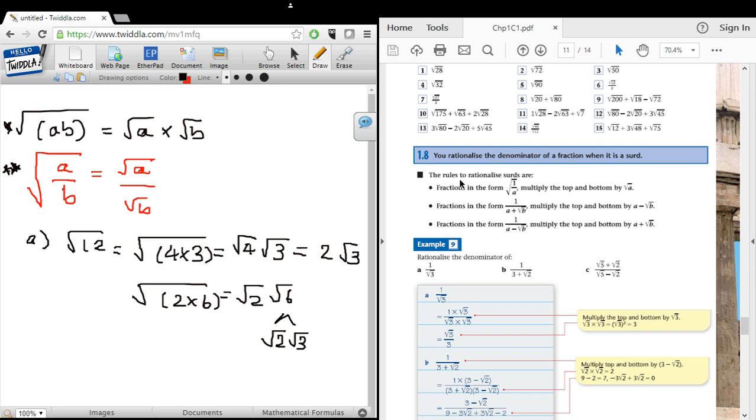It says the rules to rationalize surds are: fractions in the form of 1 over the square root of a, multiply the top and the bottom by the square root of a. Fractions in the form 1 over a plus the square root of b, multiply the top and the bottom by a minus the square root of b. Fractions in the form of 1 over a minus the square root of b, multiply the top and the bottom by a plus the square root of b.